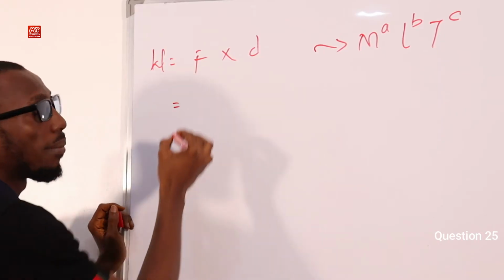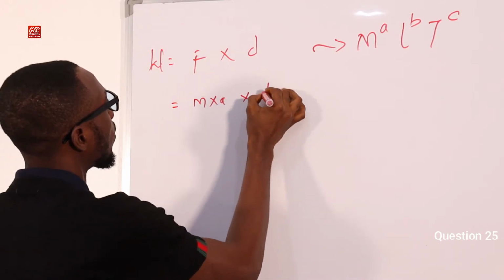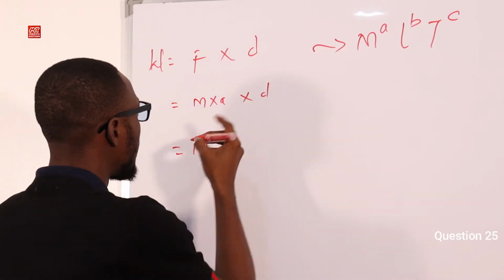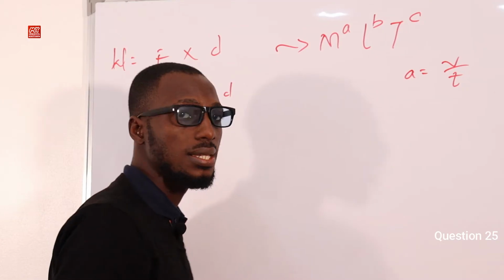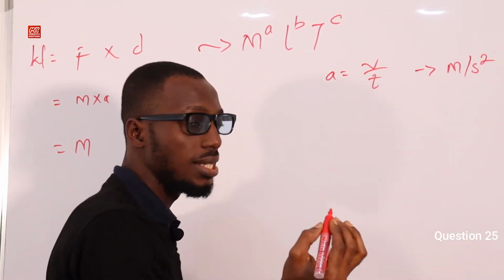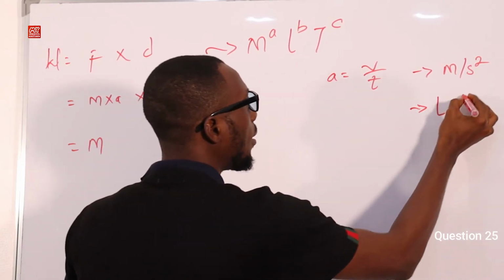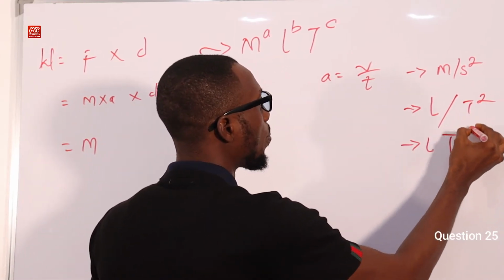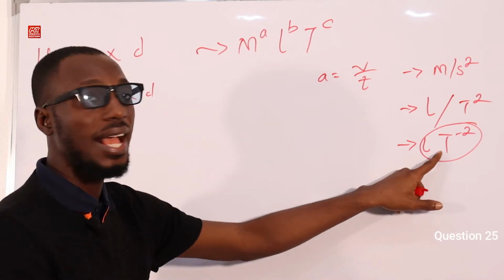We should remember that force equals mass times acceleration. The dimension for mass is M. For acceleration, remember acceleration equals change in velocity over time, and the unit is meters per second squared. The dimension for meter is L, and seconds is given as time, T squared. So I can write this as L T raised to power minus 2. So you can see L T raised to power minus 2.